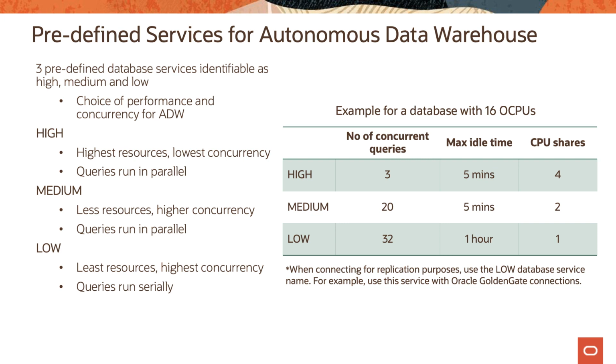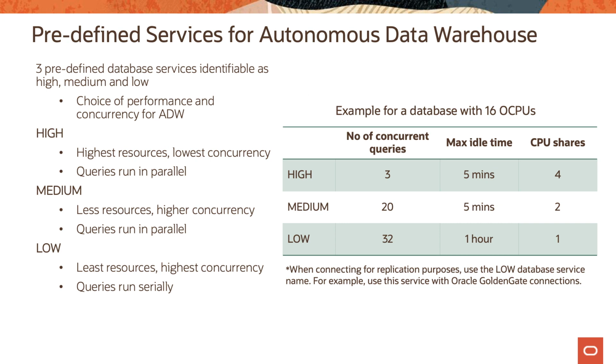When a user connects to the Autonomous Data Warehouse using this service, they get lesser resources compared to high, but it has higher concurrency and queries run in parallel here. And the last one here is the low service. For connections to the Autonomous Data Warehouse using this service, they will get the least number of resources but the highest concurrency, and queries run serially here.